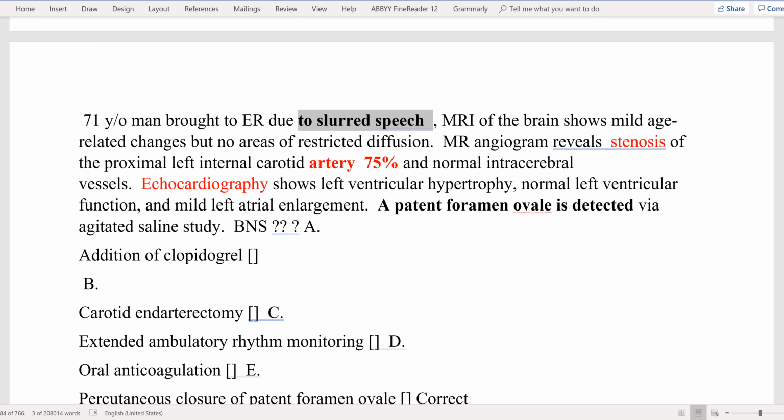Okay, so this can happen only if I had a patent foramen ovale. And if the question wanted you to target that, then they will tell you there's a DVT.